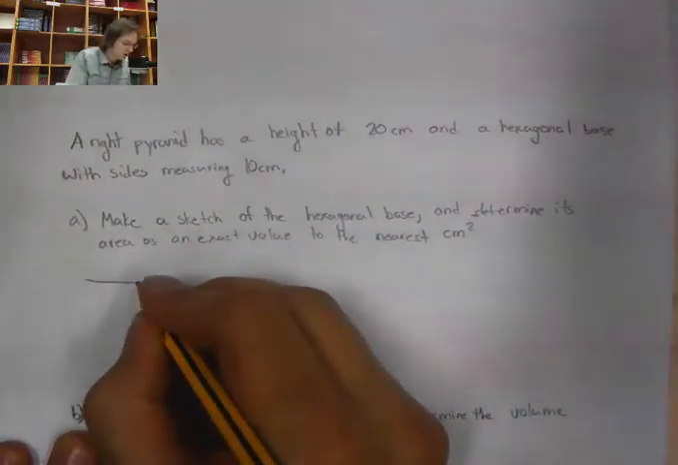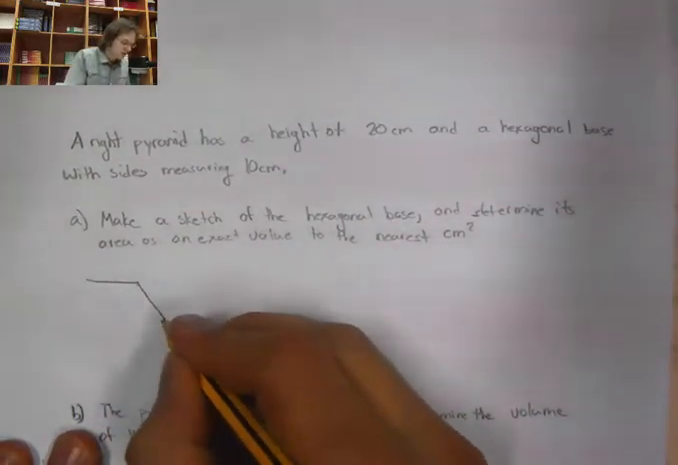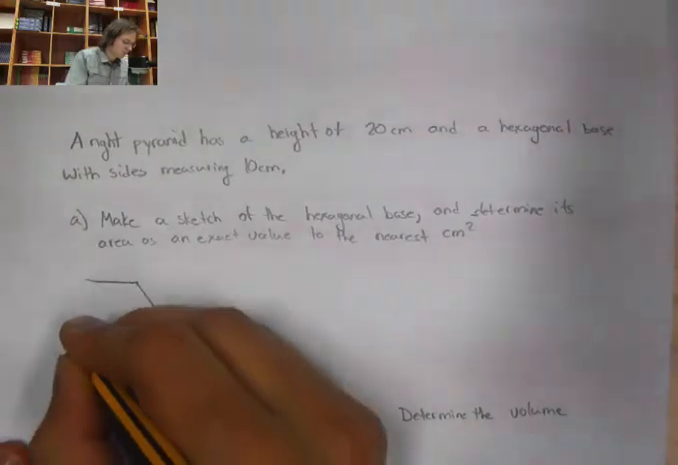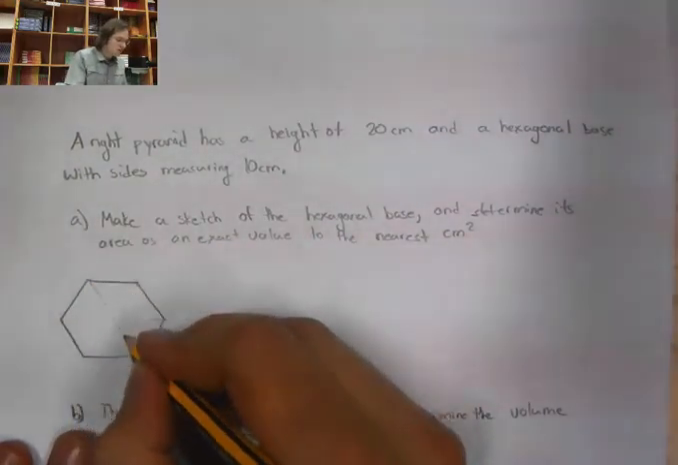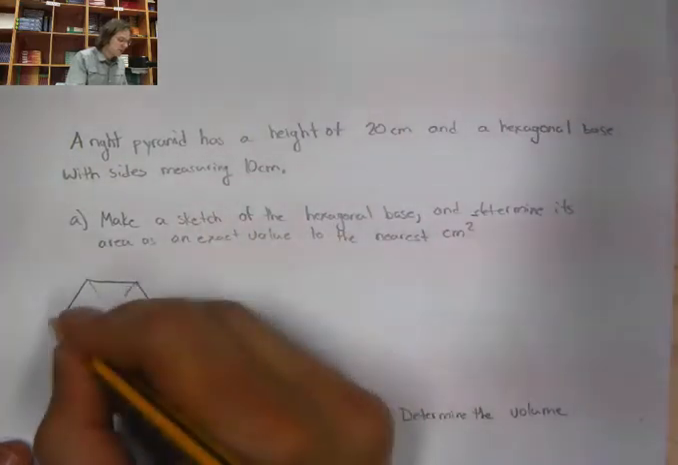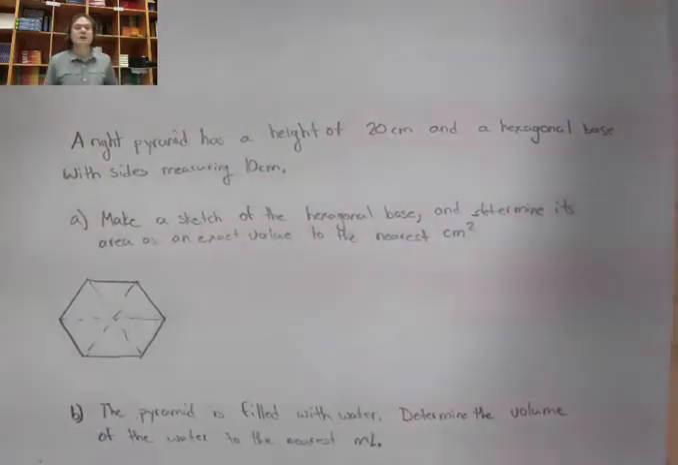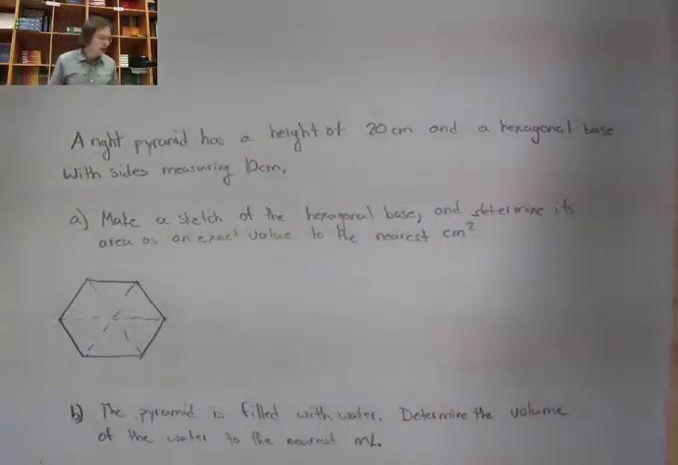Okay, so here's my hexagon, which is a 6-sided shape, kind of looks like a stop sign. Okay, it's a regular hexagon. Now, I'm going to just do this here. Now, if we notice, a regular hexagon is made up of 6 triangles.